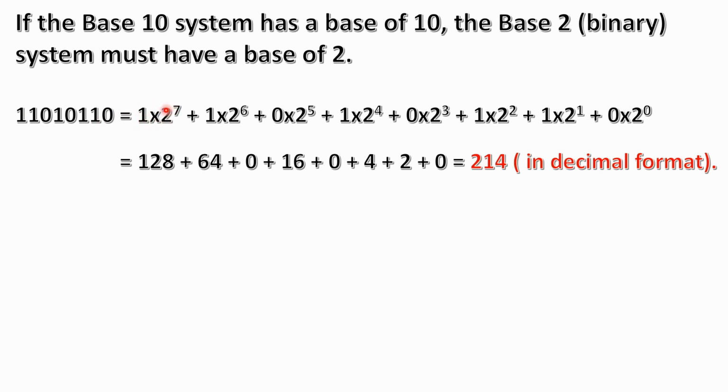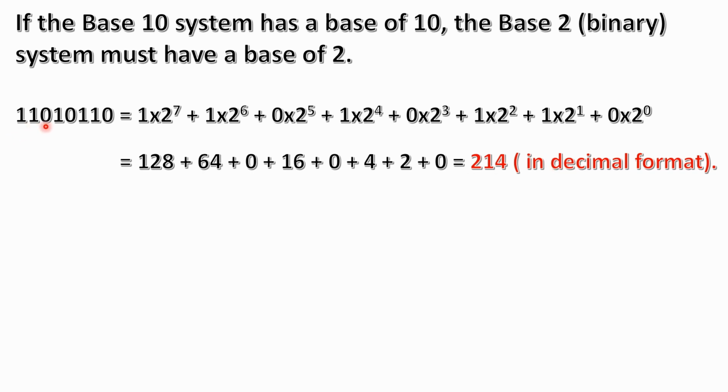1 times 2 to the 7th plus 1 times 2 to the 6th plus 0 times 2 to the 5th plus 1 times 2 to the 4th plus 0 times 2 to the 3rd plus 1 times 2 to the 2nd, or 1 times 2 squared, plus 1 times 2 to the 1st power, plus 0 times 2 to the 0th power. So if you solve each of these, you get 128 plus 64 plus 0 plus 16 plus 0 plus 4 plus 2 plus 0. And that equals 214 in decimal format.